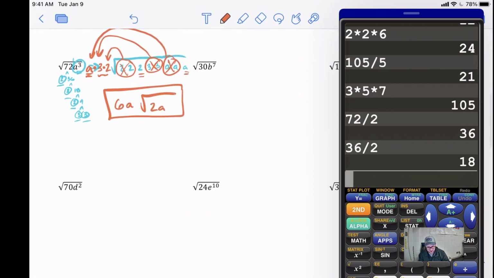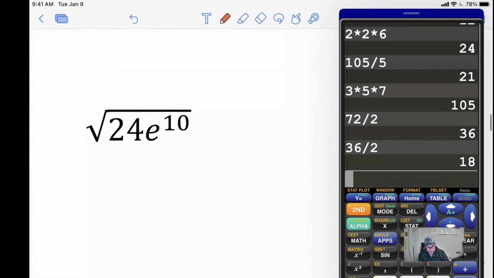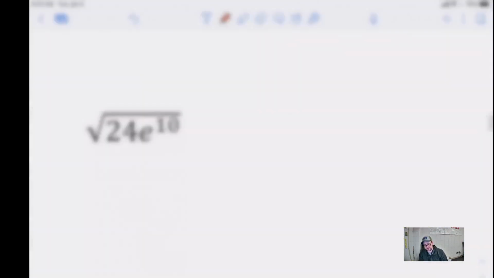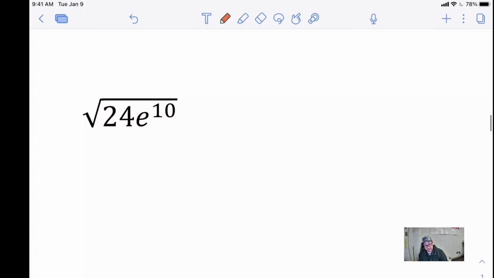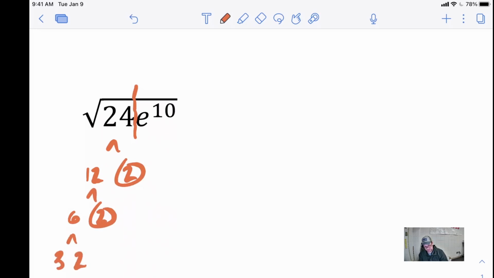Let's look at a harder one. How about this one? 24e to the 10th. So again, we break it down the same way. Let's worry about the number first. So if I have 24, that's just 12 times 2. And 12 is 6 times 2. And 6 is just 3 times 2. And those are all my ending numbers.